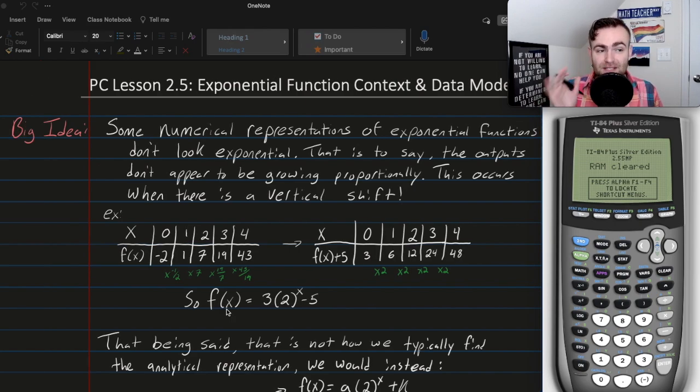So some numerical representations of exponential functions don't necessarily look exponential. Remember that exponential means that it's increasing proportionally. We're multiplying consistently by the same number, either a number larger than 1 to increase or grow, or a number between 0 and 1 if we want it to decrease or decay.